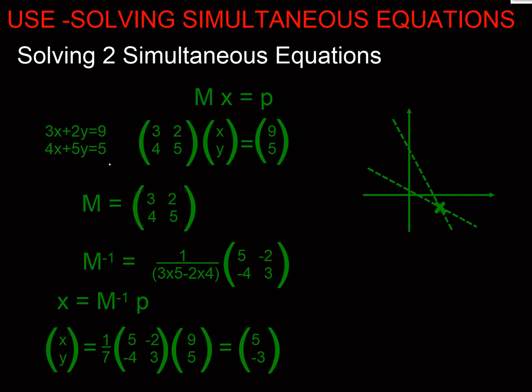The first example, the one that we usually introduce matrices with, is solving simultaneous equations. Here I've got two simultaneous equations, 3x plus 2y equals 9 and 4x plus 5y equals 5. What we've got here is two unknowns, x and y. Effectively we've got the coordinates of a point, and if we wrote them as a column vector, we've got (x, y). Then we've got all these multipliers, the 3, the 2, the 4 and the 5.